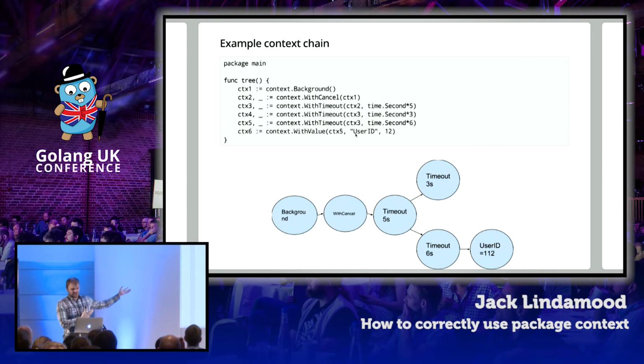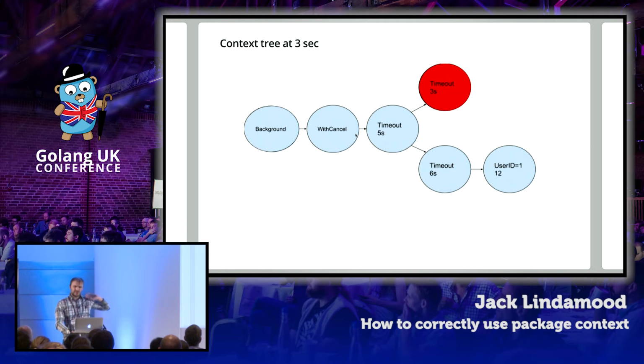This is just an example of a context chain. There's a background context, which is the root of all your context chains. And you say, all right, I'm going to make a context that can cancel, and then from that make a context that times out in 5 seconds, and then from that make 2 other contexts, and then from that attach user data. It's not too important to read the code, just to go through the way it works.